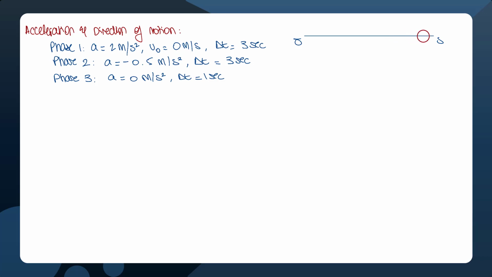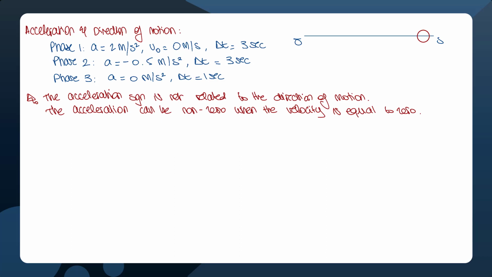By analyzing the behavior of the particle here, we can notice a couple of things. First, the acceleration sign is not related at all to the direction of motion. When moving from phase 1 to phase 2, the particle already has a certain velocity, which is positive, and it is moving forward, right? Because we've said that if velocity is positive, then the particle is moving forward. Now the acceleration is negative, but the particle is still moving forward since its velocity is still positive. So the acceleration sign has nothing to do with the direction of motion.